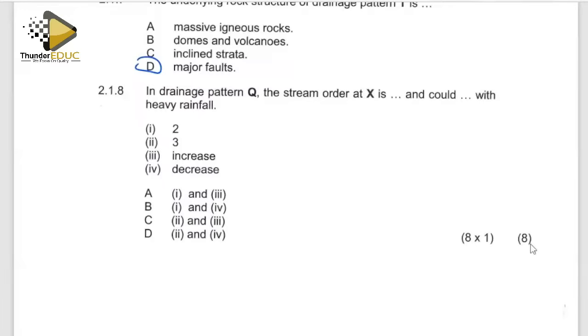Right, what happens with stream ordering? When we're talking of stream ordering, we are talking of the arrangement of streams in a drainage basin, or the ranking of streams in the drainage basin. We have stream number 1. What we call stream number 1 in a drainage basin is an independent stream, a stream that is not fed by any other tributary. It's a stream without tributaries. That is stream rank number 1 or first order streams.